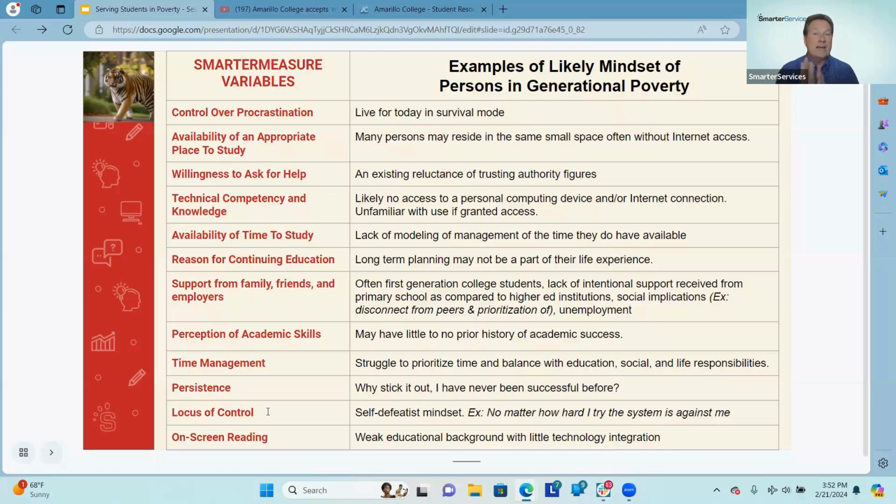And like I said, SmarterMeasure doesn't identify persons living in generational poverty, but if you look at your people who are scoring low on locus of control and correlate that to those of lower socioeconomic status, I think you're going to find a very high correlation there. So that's how you can use SmarterMeasure data to enrich the conversations that your academic advisors, success coaches, faculty members, admissions people, whoever is front facing with a student, can have. Those meaningful, game-changing conversations don't strive to change the tiger stripes, but teach the tiger how to hunt in this environment.